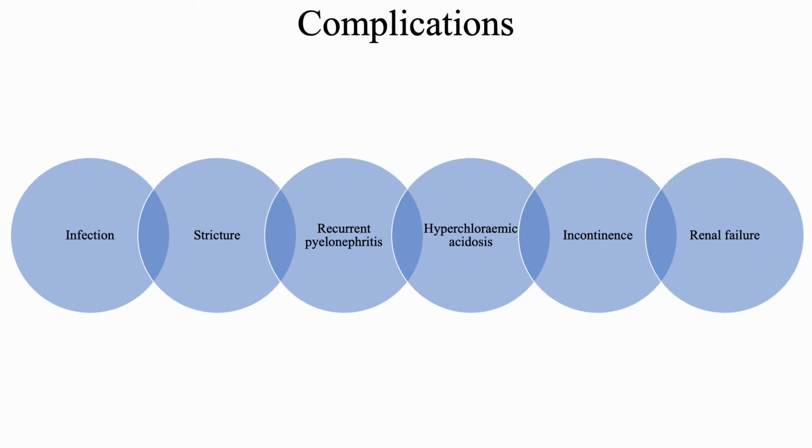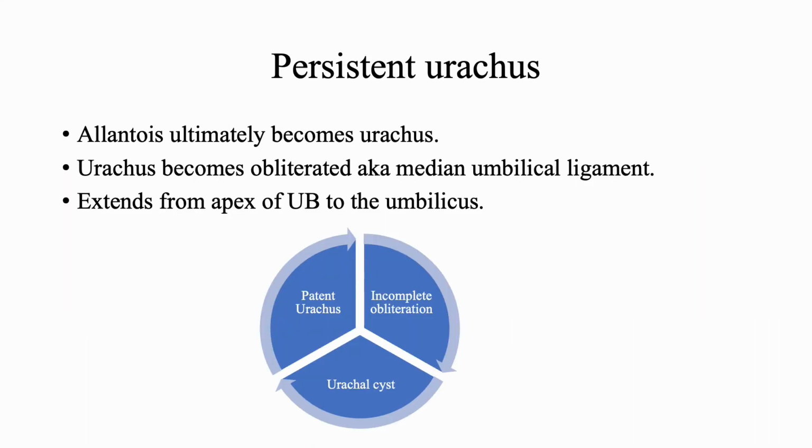There are certain complications of the surgery. They can be infection, stricture formation, mainly in the ilio-ureteric anastomosis, right? And recurrent pyelonephritis, hyperchloremic acidosis, incontinence, and renal failure. Regarding the urinary diversion, if the urine gets exposed to the GI tract, then we can go through hyperchloremic acidosis. So this is all about bladder dystrophy or ectopia vesica.